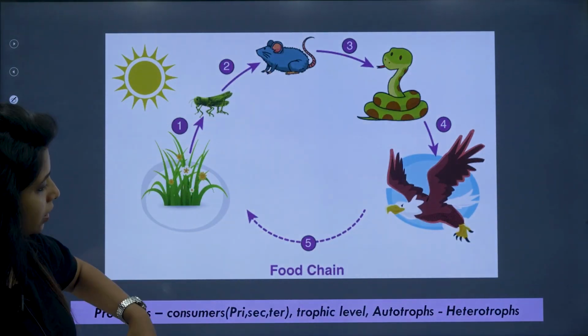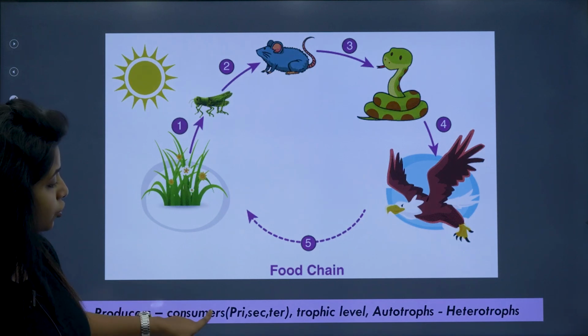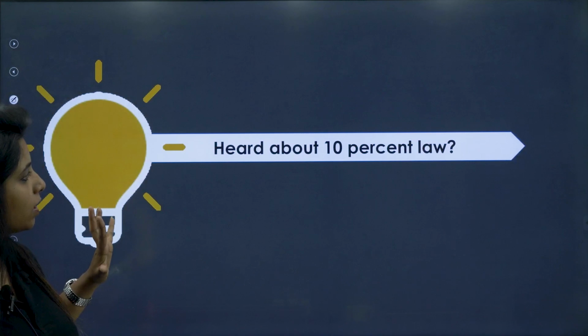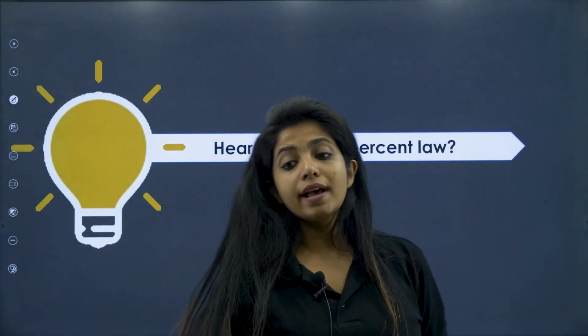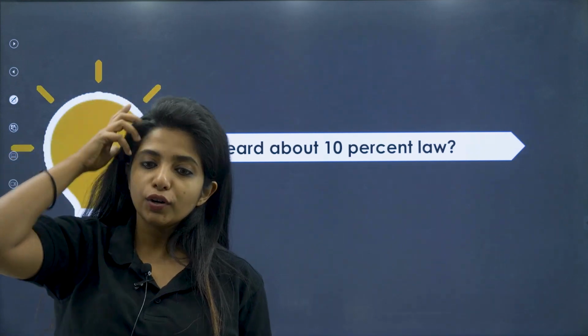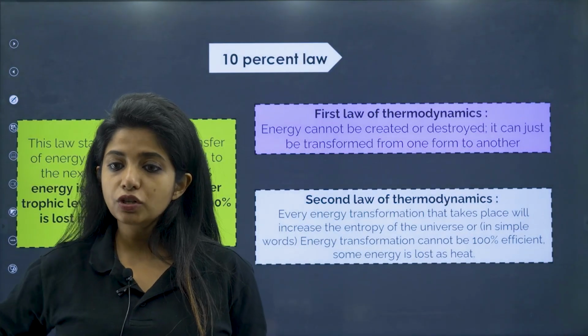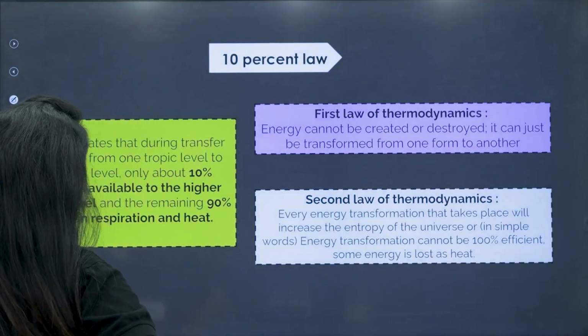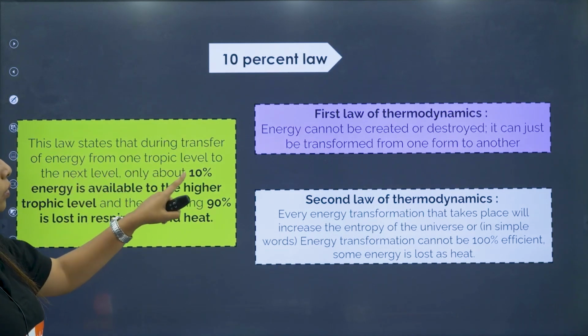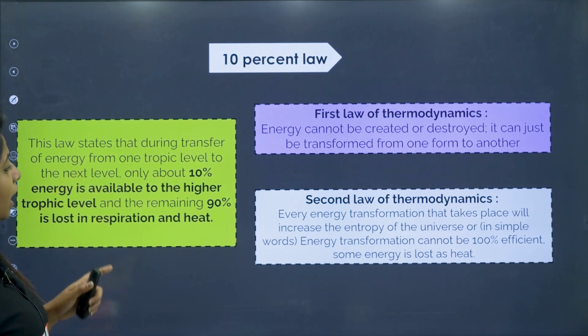Now this is a food chain that happens. Producers are there, consumers are there, different trophic levels are there, autotroph, everything is being mentioned about it. Now there is something known as the 10% law, my dear champions. What do you mean by that? The 10% law states that during transfer of energy from one trophic level to the next level, only 10% of energy is available to the higher trophic level.